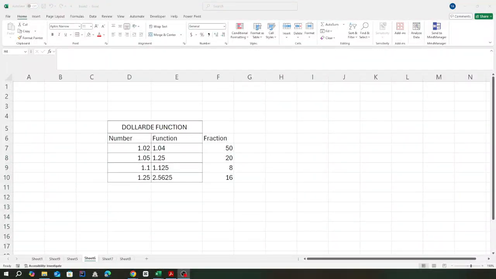So in this video we are going to talk about the $DE function inside of Microsoft Excel. So this function is pretty simple to use. It has only two arguments, but it's a little bit complicated to understand. So I'll try to explain it with examples. So this function, as I said, has two arguments. So we have the number as well as the fraction.